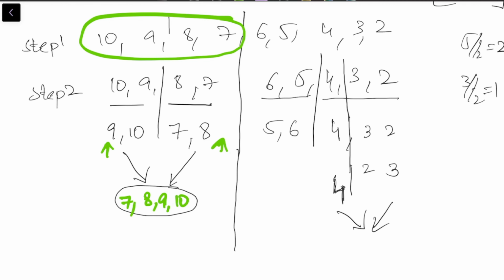How? We'll have a pointer for 4 and a pointer for 2. We check 2, 4, which is less? 2 is less, and the pointer goes from 2 to 3. 3, 4, which is less? 3 is less, and the pointer moves to null. So it's null, and we can directly add 4. We got the merged list.